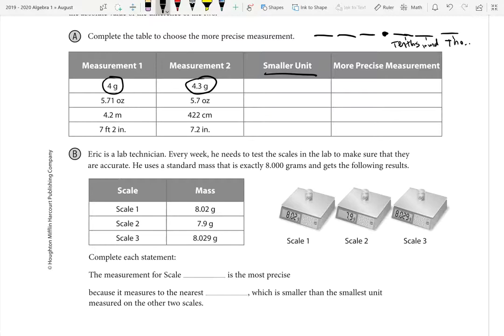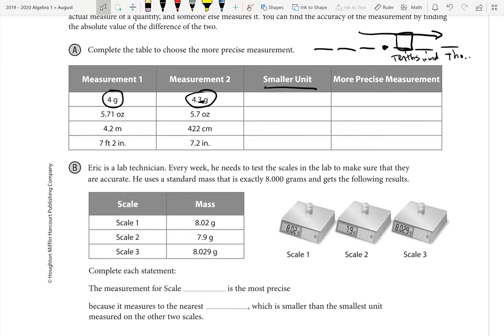So whoever goes to more decimal places is more precise. So 4 grams, that person has only gone to the ones place. They've only gone here because they don't have any decimals. Whereas with 4.3 grams, they've gone once over to the tenths place. Because they've gone further to the right, you can say they are being more precise.